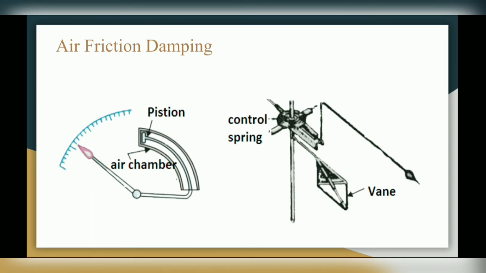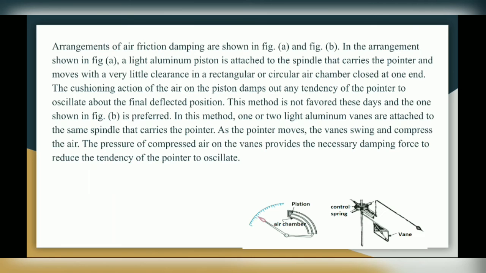First one is air friction damping. In this method, the damping torque is produced by the movement of the air, or you can say the air is utilized to produce the damping torque in this system. The arrangements of air friction damping are shown in figure A and figure B.